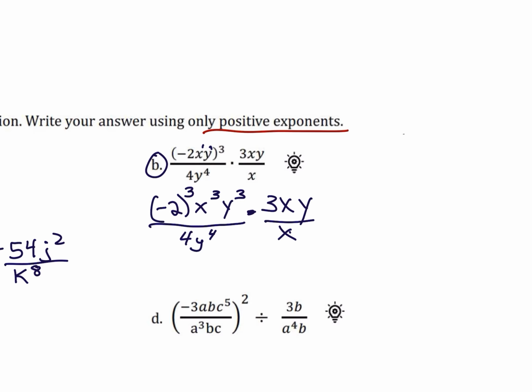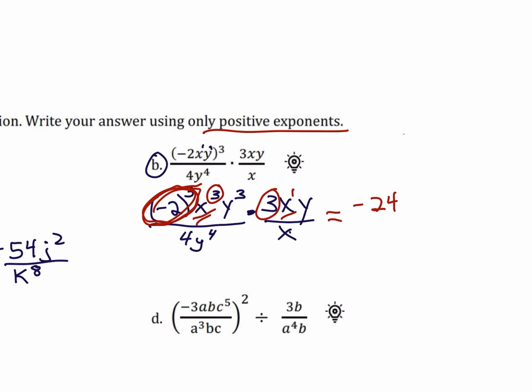I'm going to change the color just so you can see the different steps. Negative 2 to the third means negative 2 times negative 2 times negative 2. So that's going to be a negative 8. But this negative 8 has to multiply the 3. So I'm going to write it as negative 24, because this is negative 8 and this is times 3 is negative 24. Okay, then we have x to the third times x to the first.